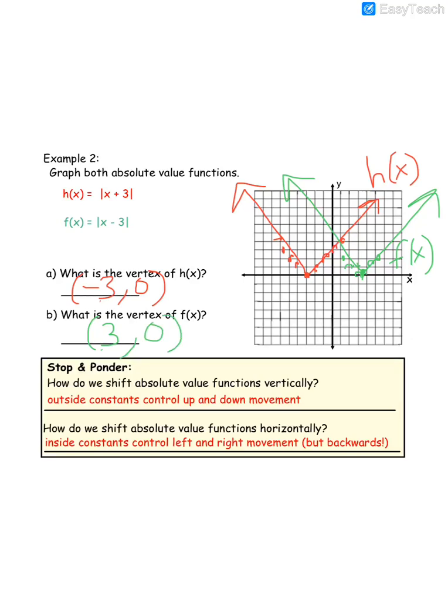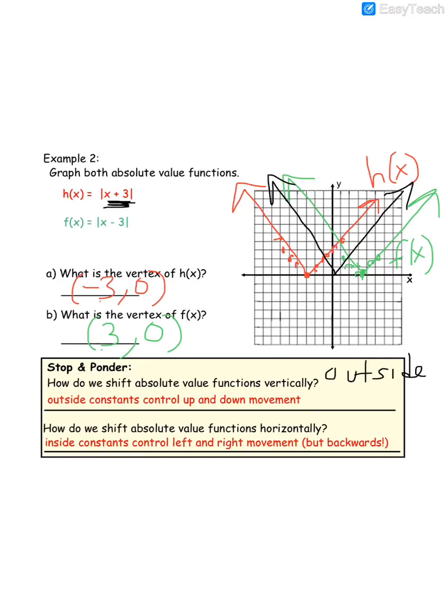So let's talk about what's happening about the shifting. Okay, so again, I'll draw it in black. The parent function of absolute value starts at 0, 0, and it goes there. Let's talk about the red function compared to the black, compared to the parent function. So what's happening with the red function? The red function is shifting 3 units to the left. Let's take a look here. What do you notice? Okay, it says +3. So what do we remember? How do we shift absolute value functions vertically? Outside constants control the up or down movement.